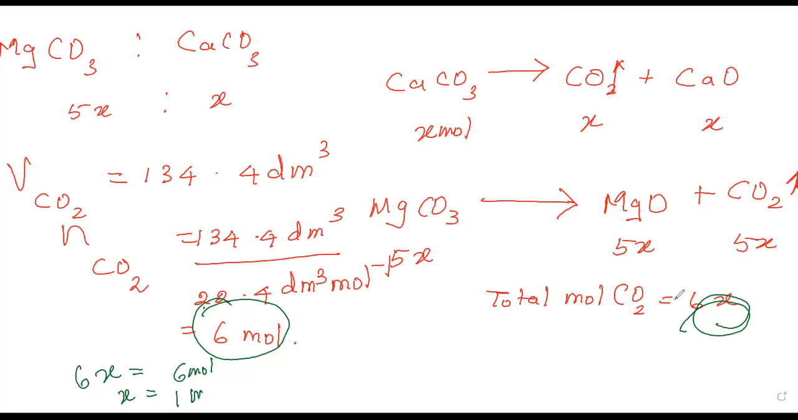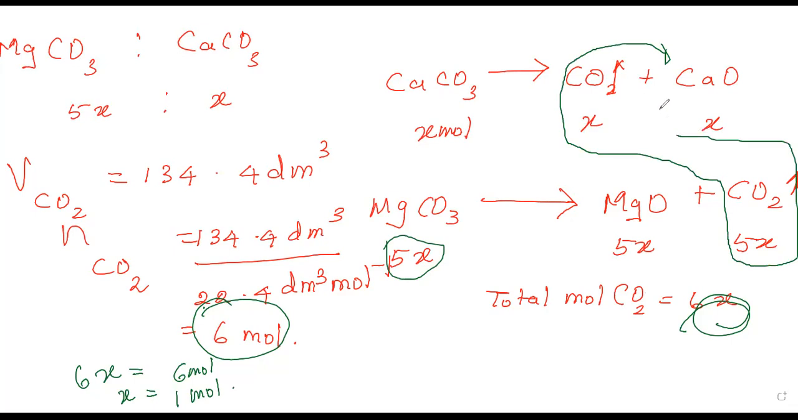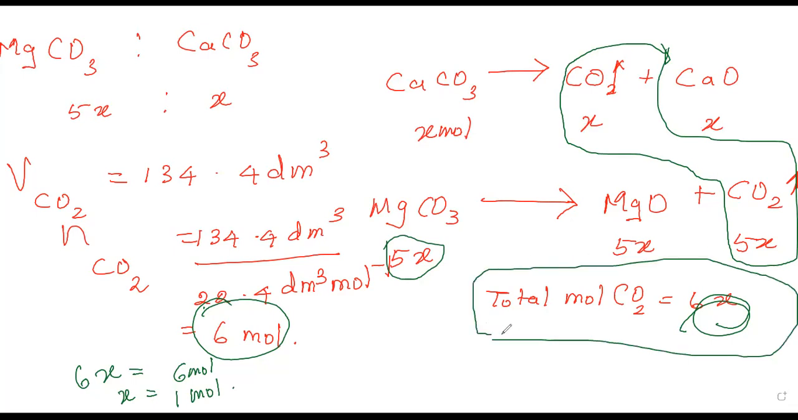The mole of the carbon dioxide, the volume is given, and what is that 1 mole able to produce? The carbon dioxide, right? So when you add together, the total mole of the carbon dioxide is 6. Let's find the original mole formed by the carbon dioxide. Both reactions form CO2, and the volume of the CO2 is given, that is 134.4 decimeter cube. Now per mole, what it occupies is also given.